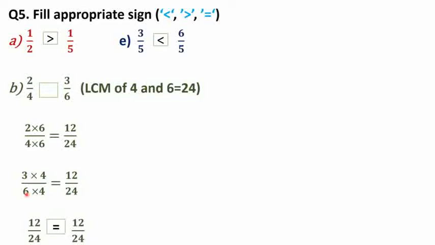Okay, so that is 6 into 4. When we are multiplying, we are getting 24. So the same number we will multiply in the numerator also, that is 3 into 4, that will give you 12. Okay, so again we got 12 by 24.